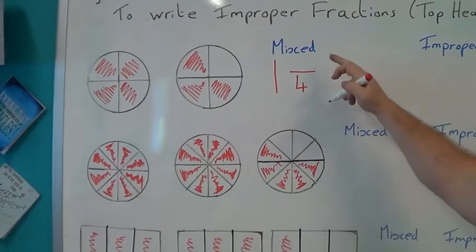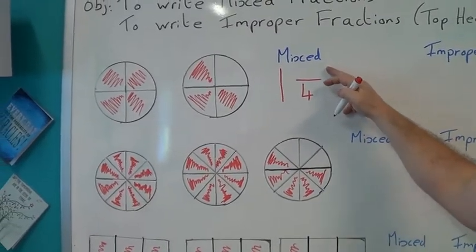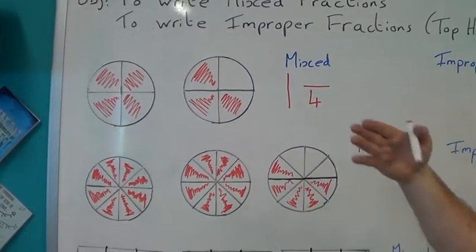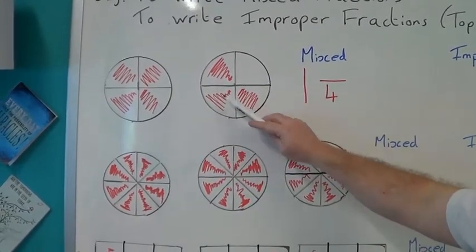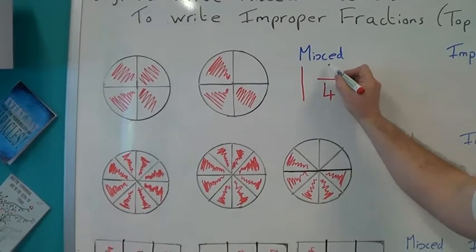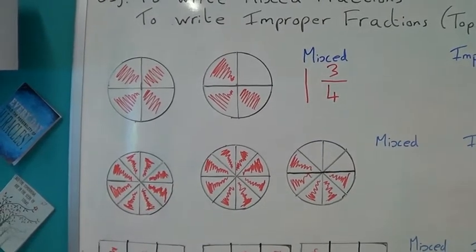So that is your denominator. Okay. Then your numerator is what's left over after you've counted all the wholes. Okay. So I've got one whole and I've got 1, 2, 3 pieces left over. So 3 is your numerator.